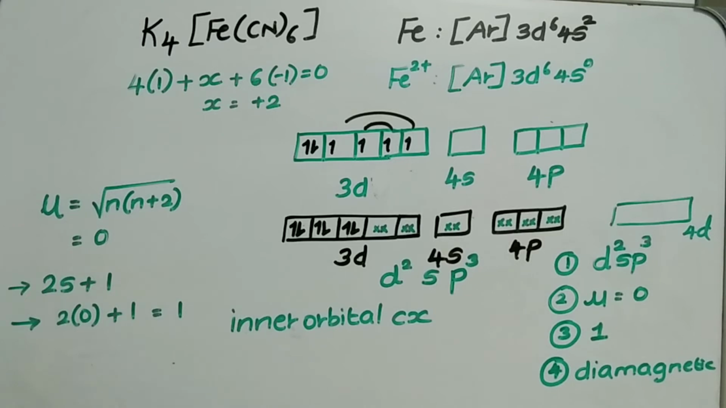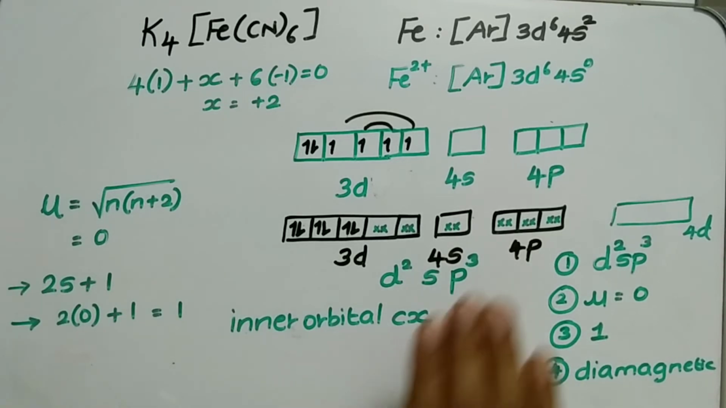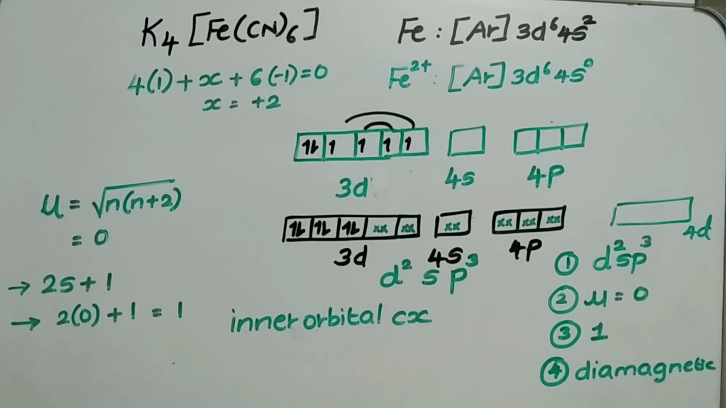correct. If 3d is used, it is called an inner orbital complex. Suppose in other examples, as I said, 4d comes in the hybridization, correct, then it will be an outer orbital complex. So 3d used means inner orbital complex, 4d used means outer orbital complex, and inner orbital complex is also called low spin complex, and outer orbital complex is called high spin complex. Let us take one more example.